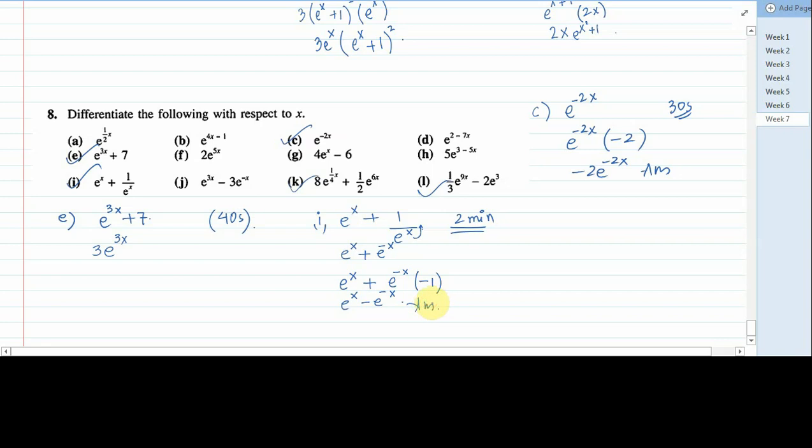Alright, so after part I, let's start with part K. It says 8e to the power 1 over 4x plus 1 over 2e to the power 6x. Again, you have a time of 2 minutes. Take your time, and then I will tell you the answer. So start.